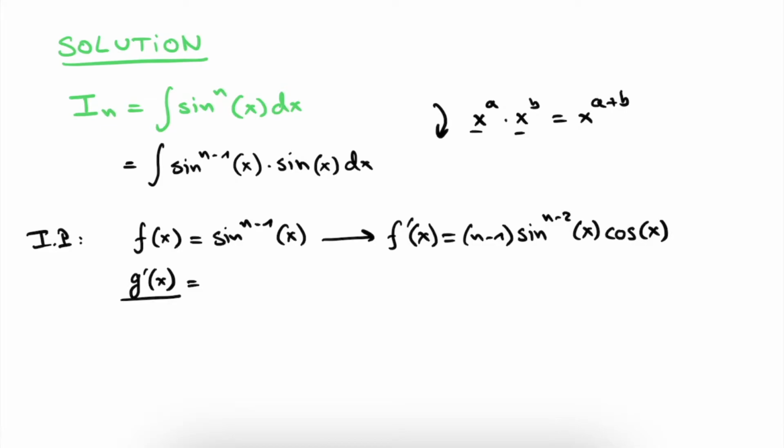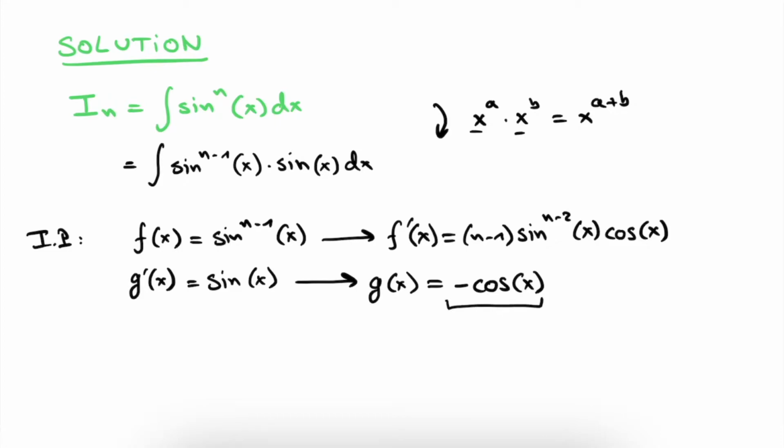For g prime of x, we of course are left with the sine of x, which is the other function in our integral. And to get to g of x, we need to perform the antiderivative, which in this case is very simple. It simply becomes minus the cosine of x. Why is this? Because if we derive minus the cosine of x, we get the sine of x. And with these ingredients, we can use the formula for integration by parts.